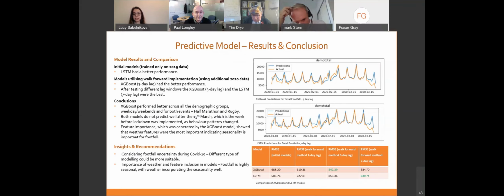You can see that the little charts here just show how the two models perform in terms of predicting for the 2020 months. And what I saw is that XGBoost had the better performance across all the different variations I looked at, so across all demographic groups, weekday, weekends, and also for the two events which I looked at, half marathon and rugby. However, one of the main things I saw is that after the 15th of March, which is the week before the lockdown, the models do not predict as well, whereas before the prediction power was pretty good. That's possibly due to the models not accounting that behavior patterns have changed and the footfall patterns do not follow the same pattern as before.